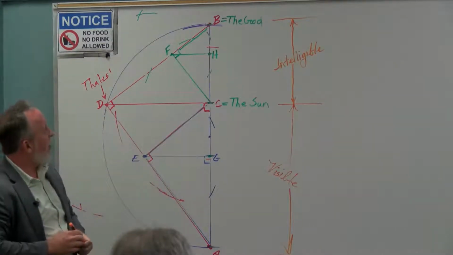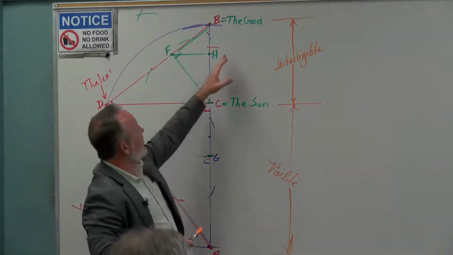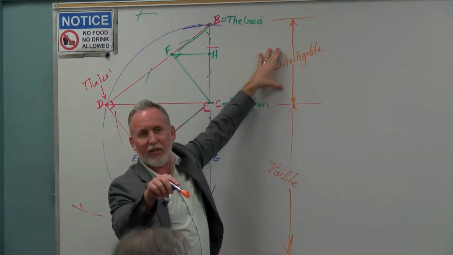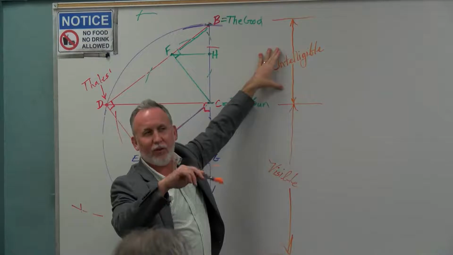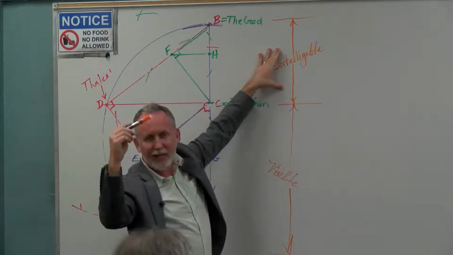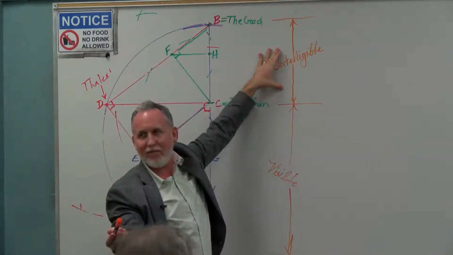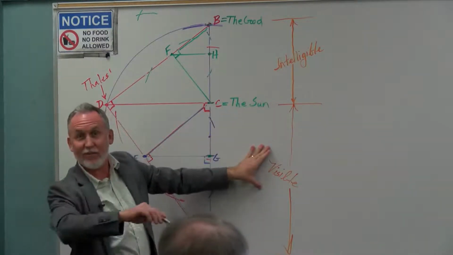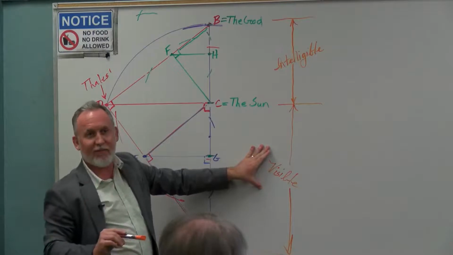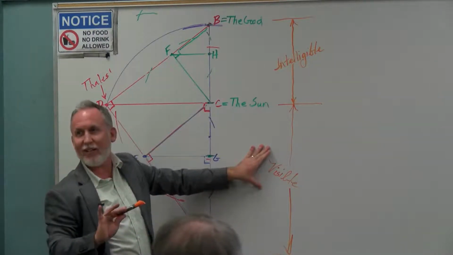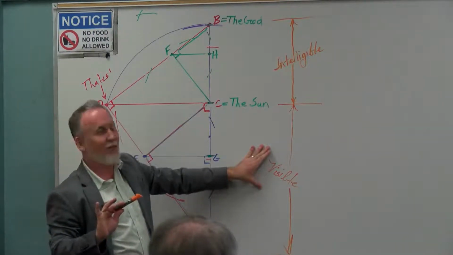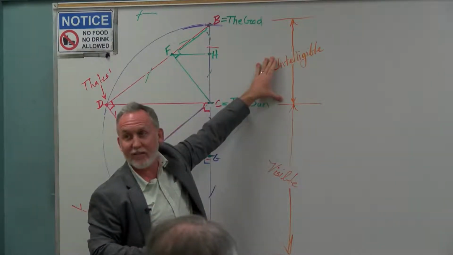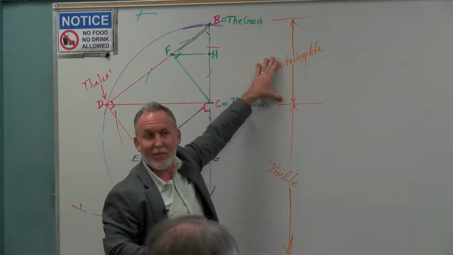And so the analogy of the sun is that the intelligible region itself is not the good, but the good is what makes intelligible things happen. Just like the sun is what makes the visible happen. Right? Without the sun, no vision. Without the good, no intelligible things.